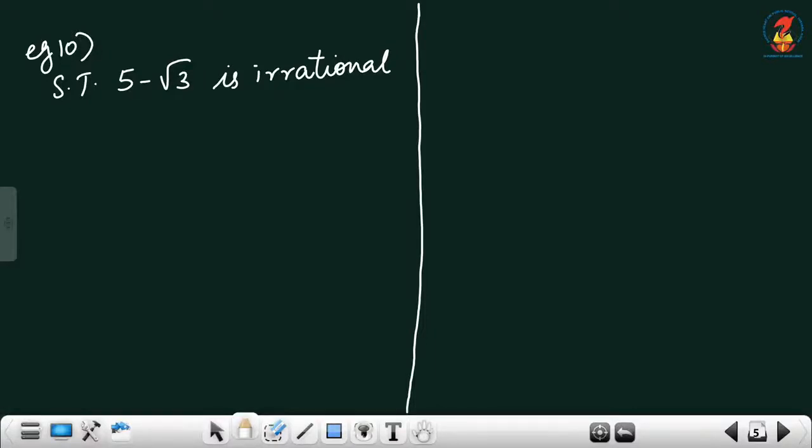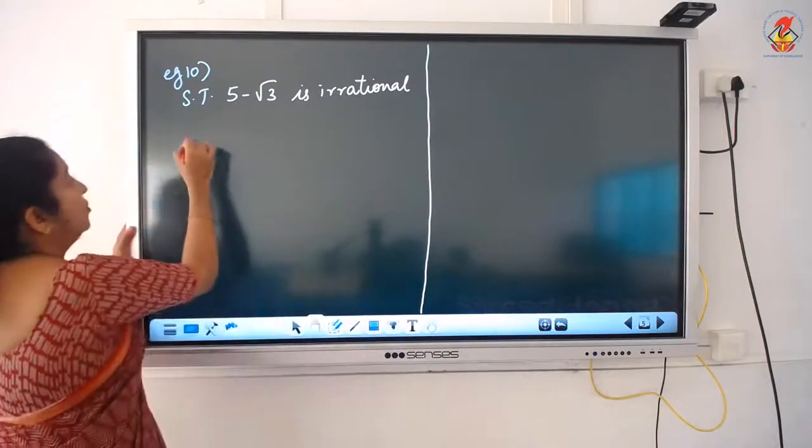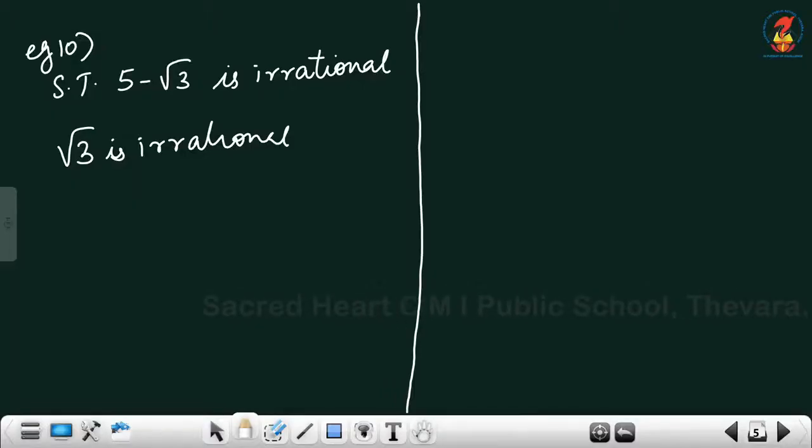Next is example 10. Show that 5 minus root 3 is irrational. If this question carries 3 marks, first we should prove root 3 is irrational. You have to write the proof of this. If it is 2 marks, no need to write this. You can start like this.